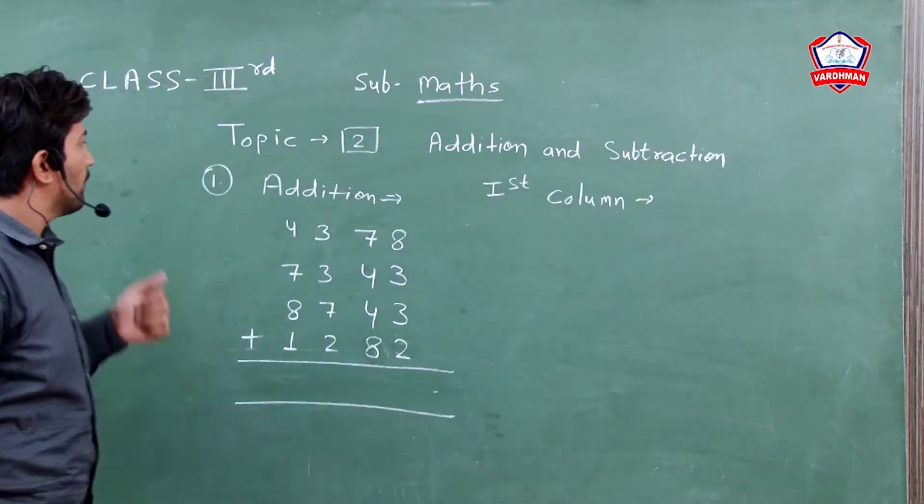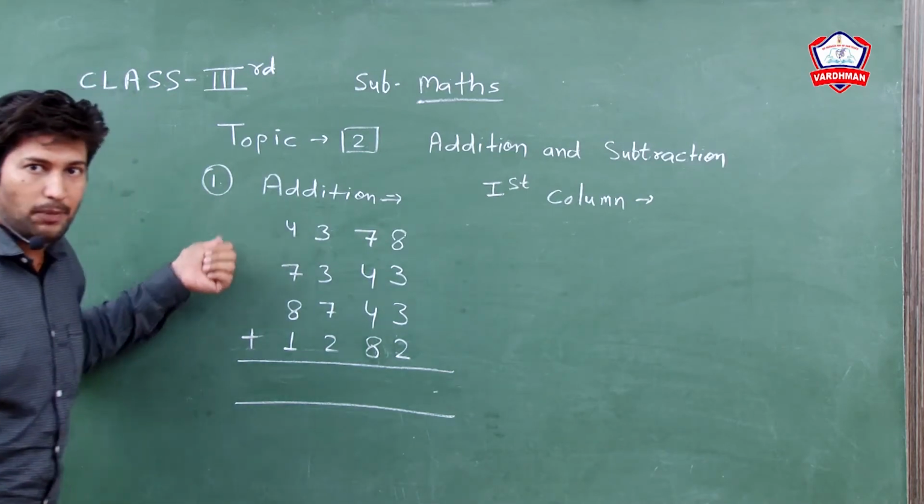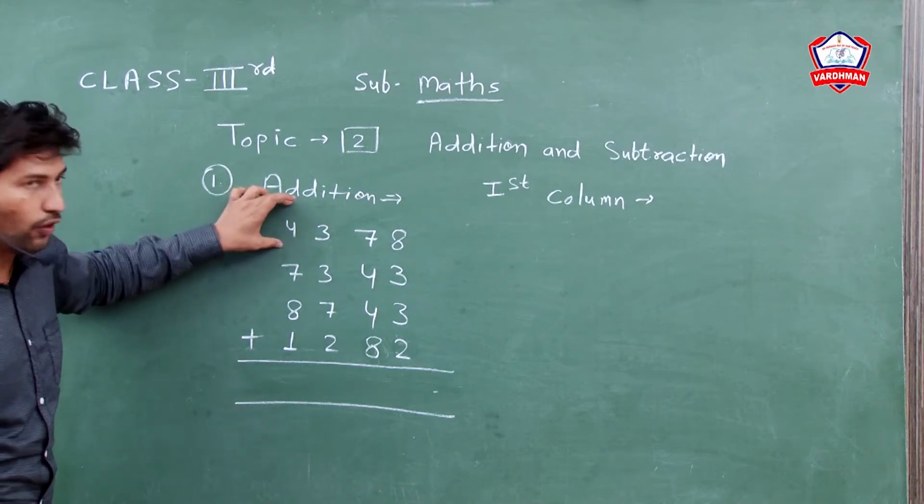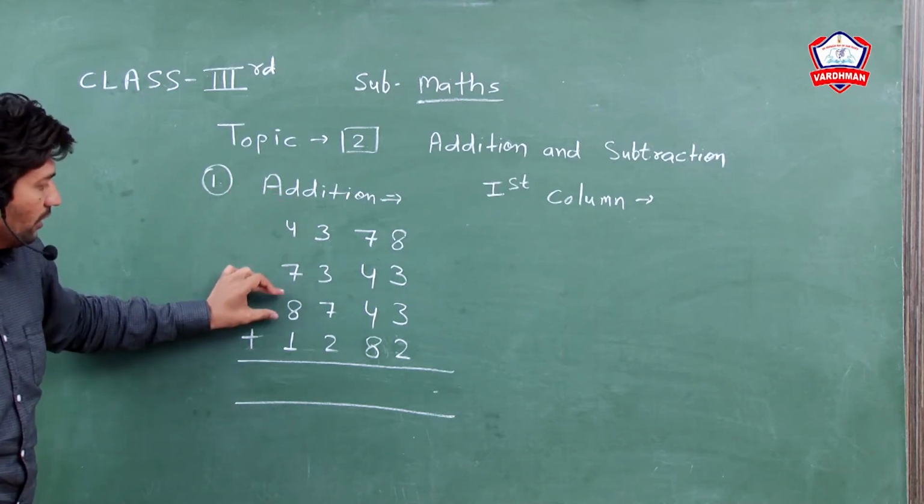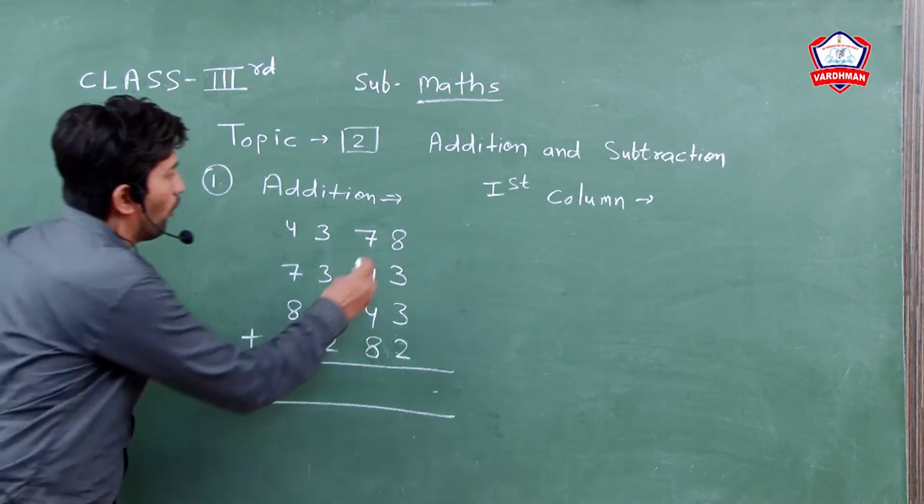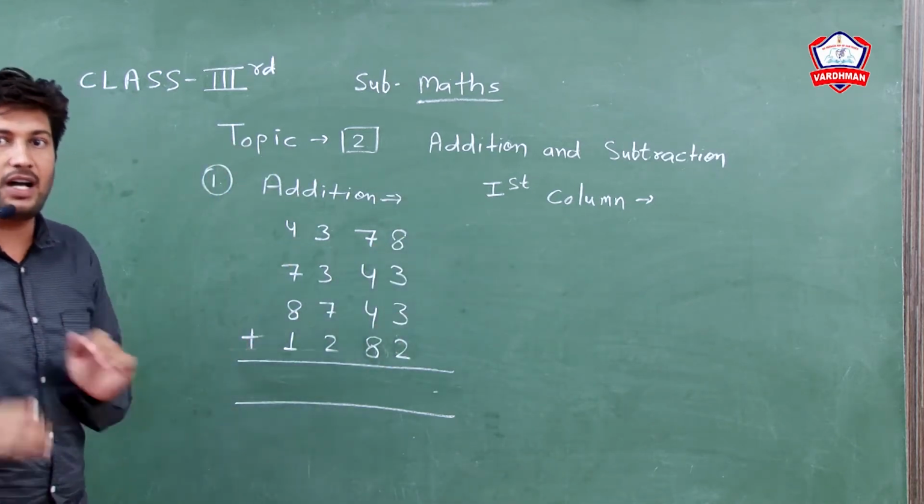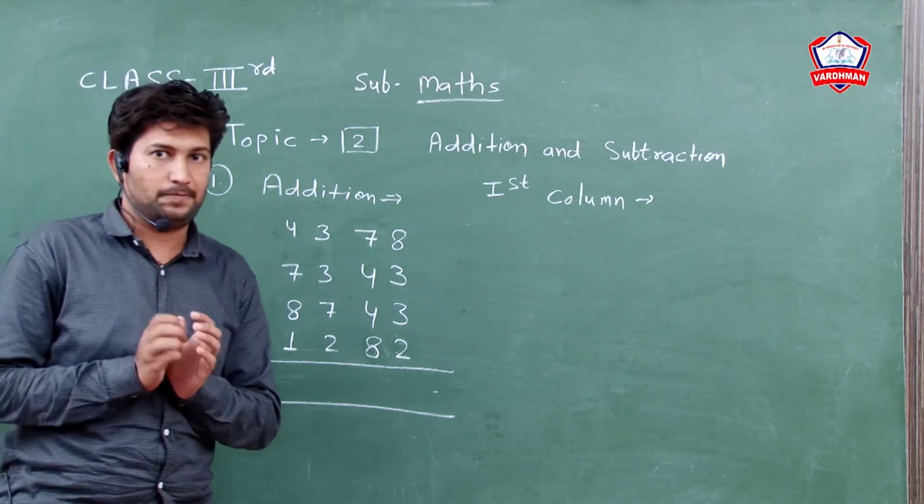We will start with addition. Here is an example. This is the bigger part of addition. It has 4 rows, 1, 2, 3 and 4, and the columns are also 4. Then 4 rows and 4 columns is the higher part of addition.